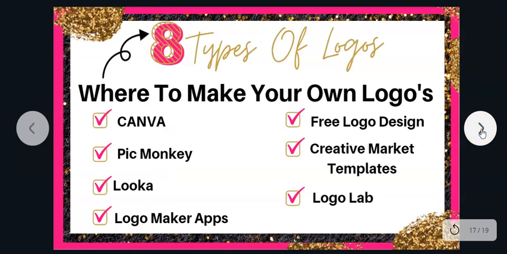So, 8 types of logos, where to make your own logos. Canva, PicMonkey, Looka. I haven't used Looka, but I know somebody who has. Logo Maker apps. I have used a Logo Maker app before to make a little logo for something. That was through Apple. Free Logo Design is another one. They have logos on there. Creative Market templates. They have logos in Creative Market. And Logo Lab has logos, and also Etsy. Etsy has people on there that can make you a logo. So just think outside of the box when it comes to logos.